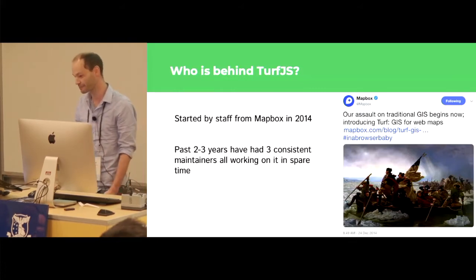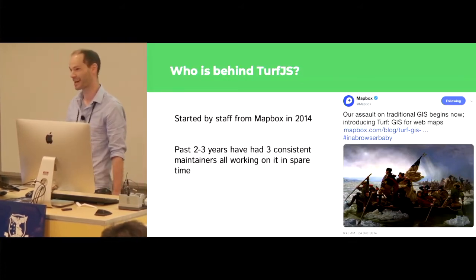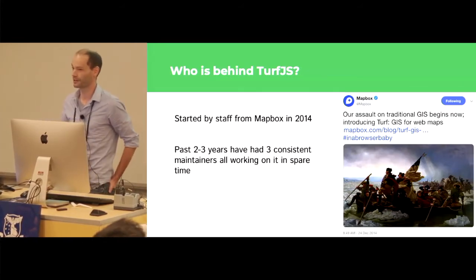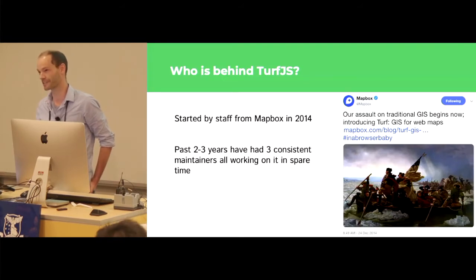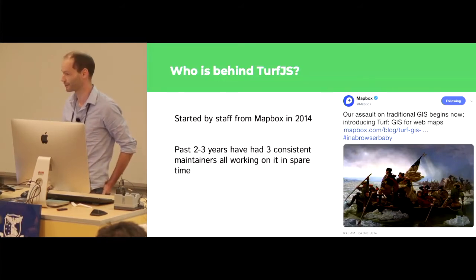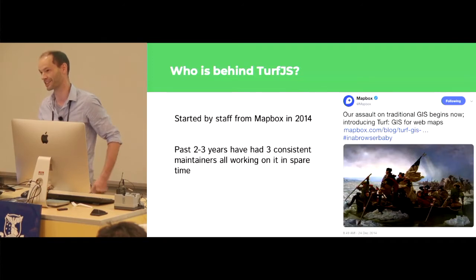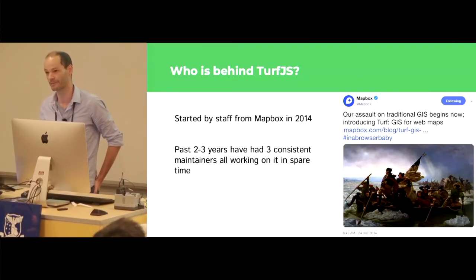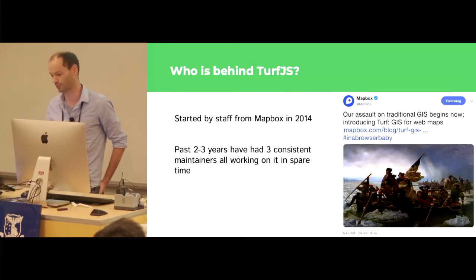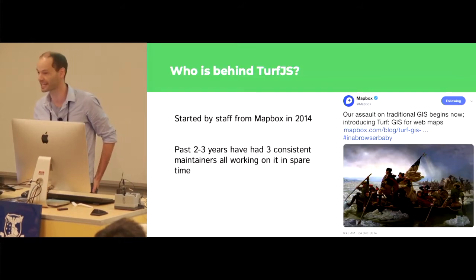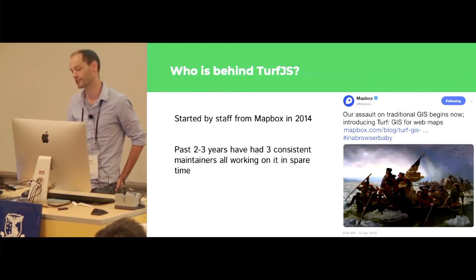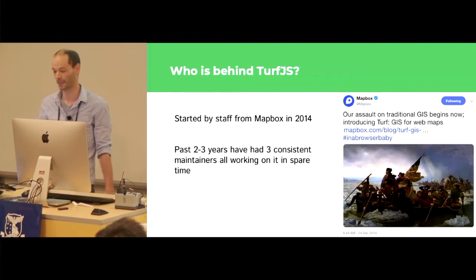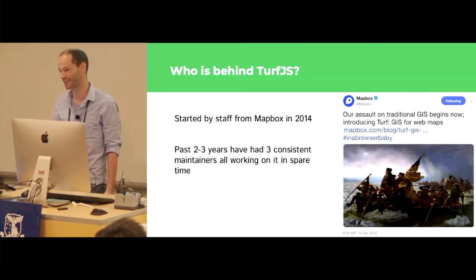But at its peak, Mapbox probably had 3 or 4 staff working on and off on Turf. But over the couple of years after that, that slowly declined. Mapbox's priorities shifted elsewhere, and so those staff were no longer involved in it, and it pretty much became a community-owned project. So for the past 2 to 3 years, there's been myself and 2 other guys involved in maintaining the project. We've all been involved in it in our spare time.